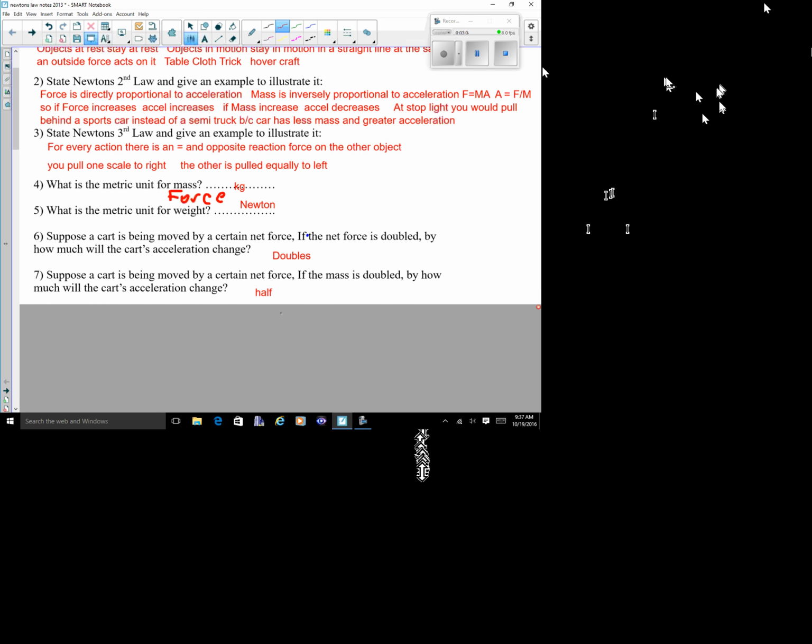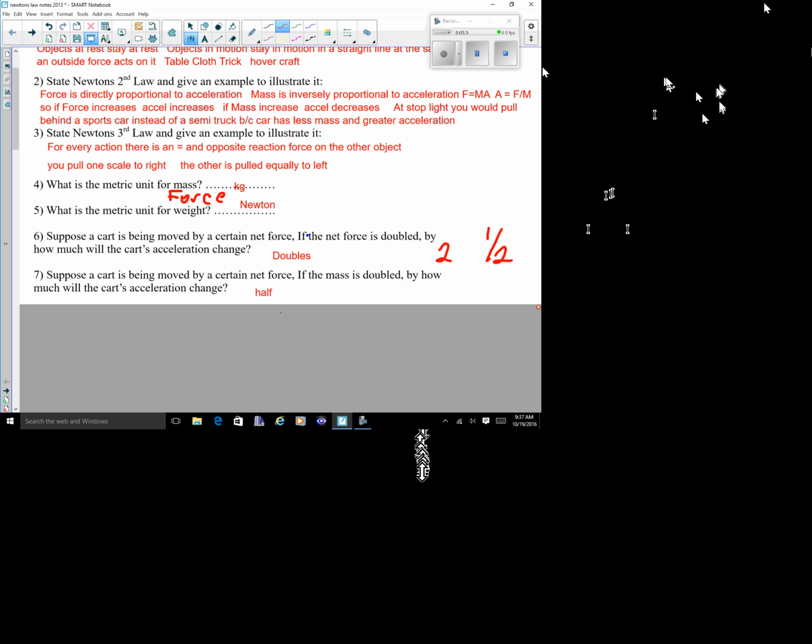Because remember how we said it was inversely proportional? Well, that means if you double the mass, the inverse of 2 is 1 over 2. So that's why the acceleration would be 1/2. Going on to number 8.